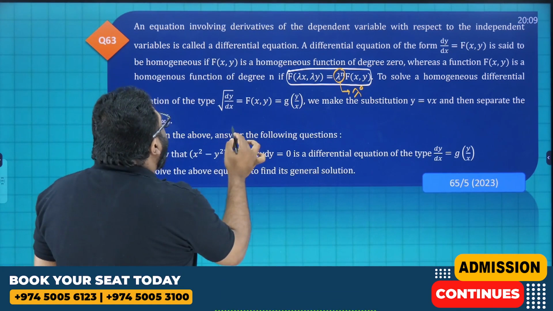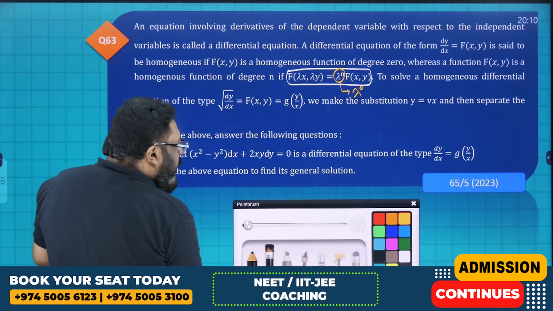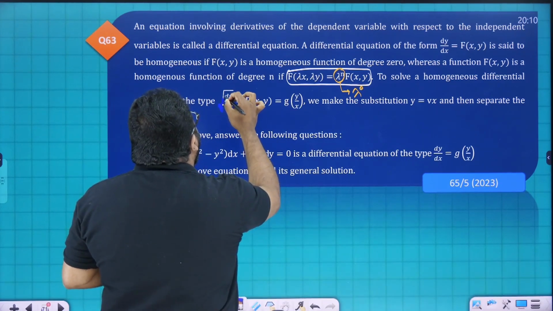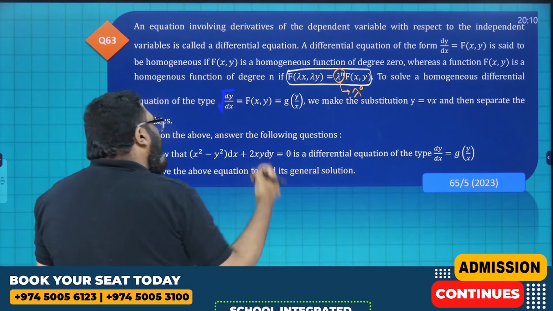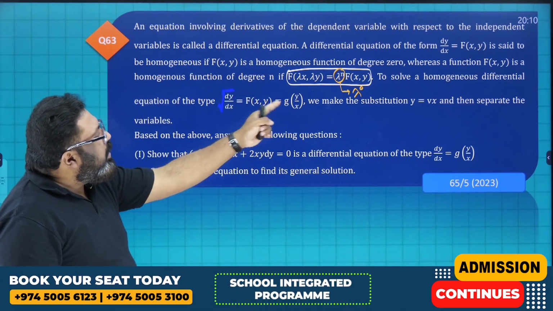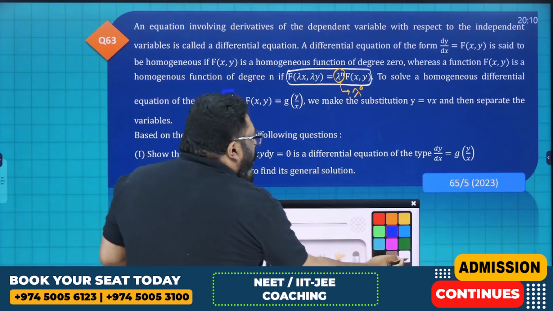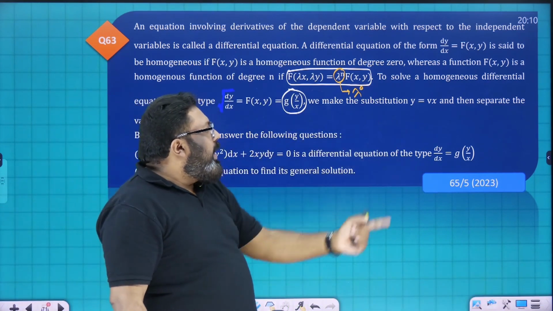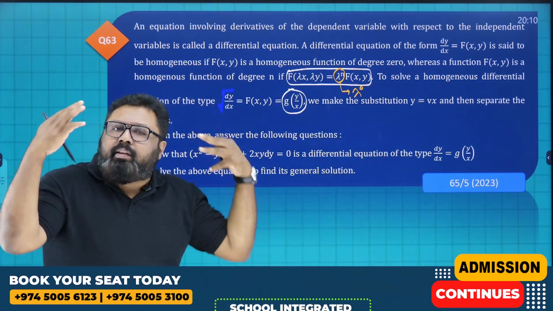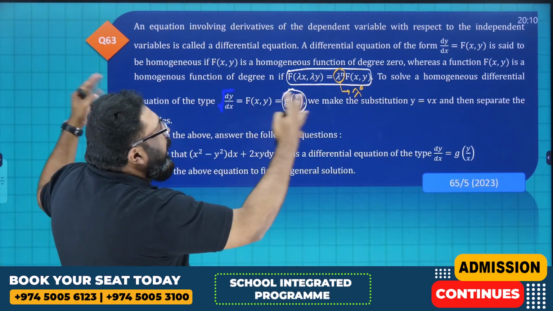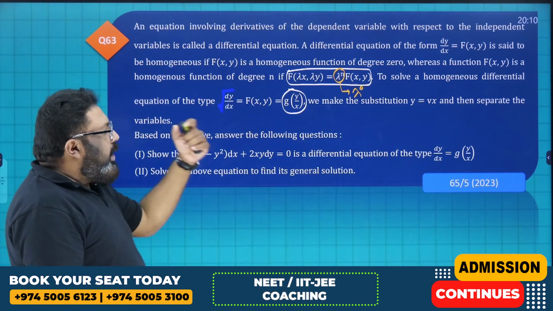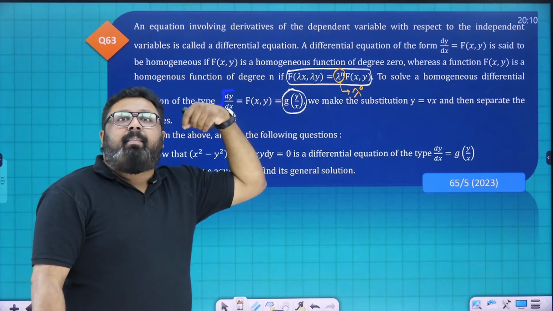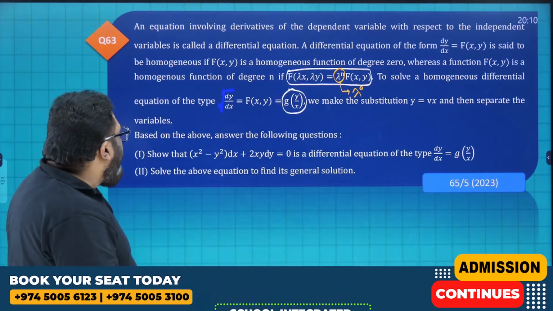To solve a homogeneous differential equation of the type, okay, I think there's a mistake in this question. It's not dy by dx with a root. This root is not there. Just remove the root, okay. dy by dx equal to f of x, y is equal to g of y by x. Didn't I say that g of y by x could represent homogeneous type 1? We make the substitution y is equal to vx and then separate the variables. Whatever theory I have been saying till now is described over here for homogeneous. Substitute x as lambda x, y as lambda y, and you will see that lambda comes out and lambda eliminates. Eliminates means the power of lambda is going to be 0.